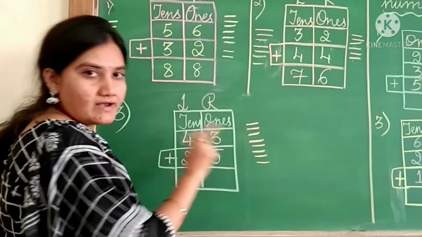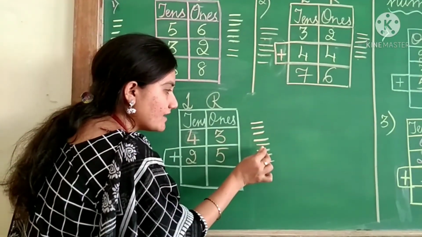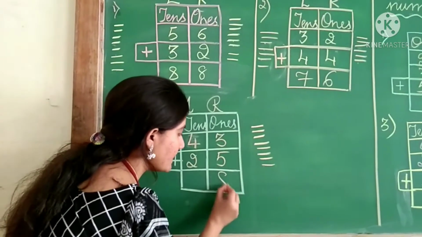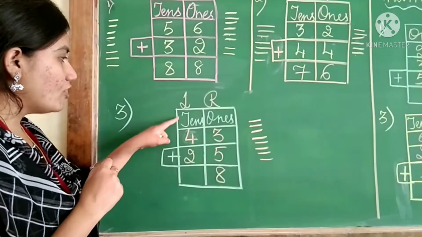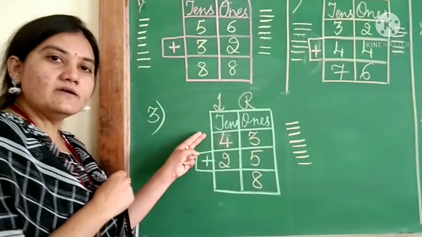5 means only 5 lines. Then count now. 1, 2, 3, 4, 5, 6, 7, 8. So I got the answer here, 8. Now we'll go to the tens. Once over, then we'll move to the tens.